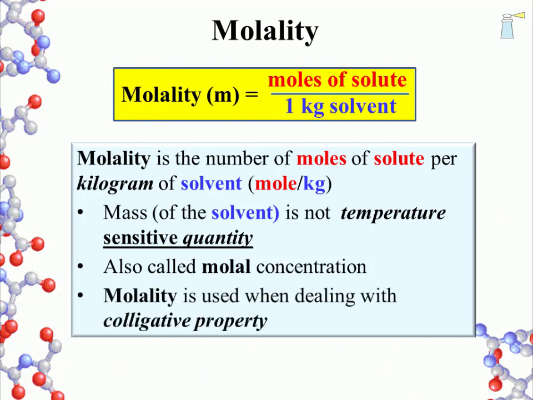Molality is used when dealing with colligative properties. Such properties include boiling point elevation and freezing point depression. Colligative properties are covered in their own lecture in the water and solution series. In that lecture, being able to calculate molalities is an expectation, which is convenient since that is our next topic.